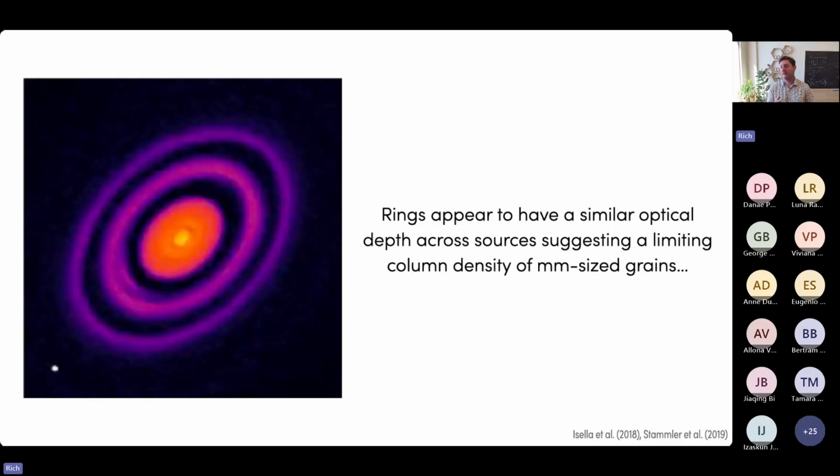And Sebastian argued that this is perhaps the onset of the streaming instability, that these rings are bringing in enough material that the streaming instability rapidly grows them to larger sizes, and so they no longer contribute to the optical depth that we're inferring. I think it's a really interesting story and an exciting one to follow up. But to do so, we need to understand what the gas is doing in order to concentrate those grains there.